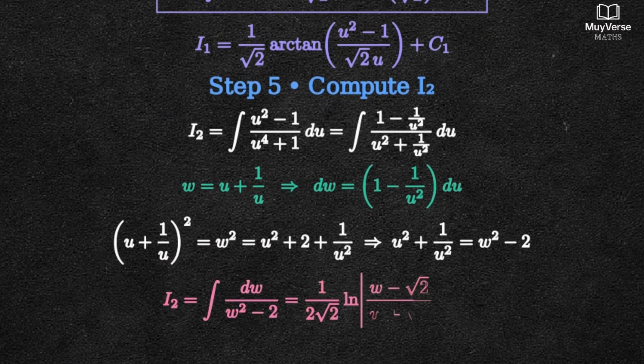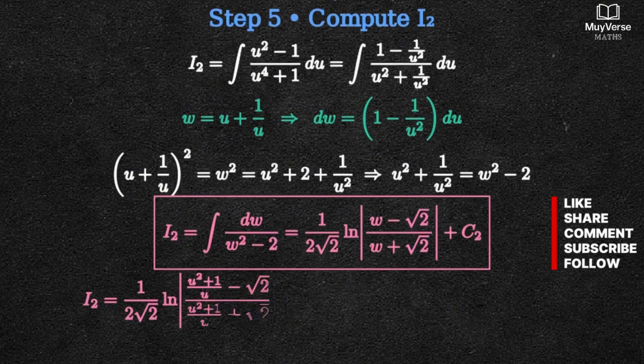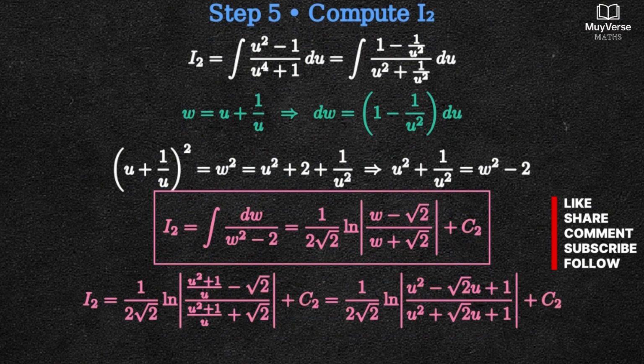So I2 equals the integral of dw over w squared minus 2, which equals 1 over 2 square root 2 times the natural log of the absolute value of (w minus square root 2) over (w plus square root 2) plus a constant. Back substitute to write I2 in terms of u.